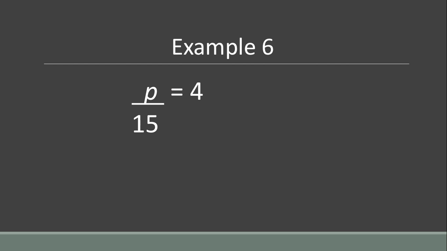And here, my final example, I have p divided by 15 is equal to 4, or p over 15 equals 4. So since I'm dividing by 15, I need to multiply by 15 in order to isolate my variable. So the 15's cancel out, down comes my variable p, down comes my equal sign, and 4 times 15 is 60, and that is my solution.